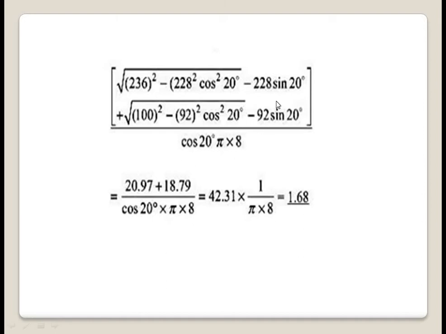Okay, so by calculating these values we got 20.97, this is the path of approach, and 18.79, this is the path of recess. Adding these two terms we got the path of contact. Path of contact divided by cos of phi is nothing but the arc of contact, that is path of contact divided by cos of 20. The arc of contact divided by pi into m, that is 8, we got 43.31, 42.31, so arc of contact divided by the circular pitch PC. So we got 1.68, the contact ratio is 1.68.